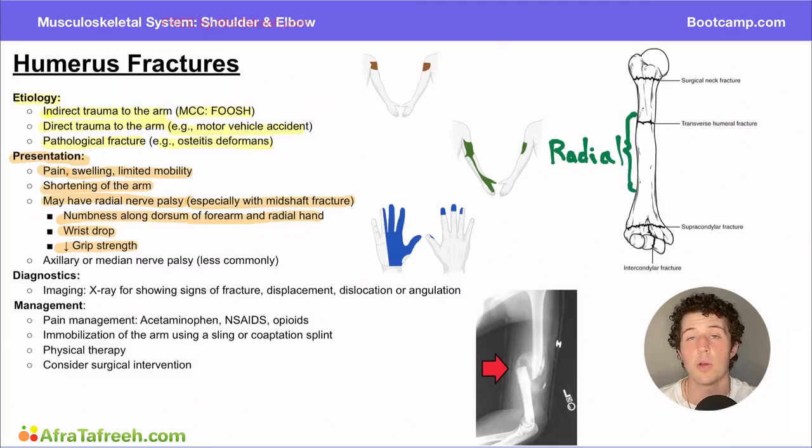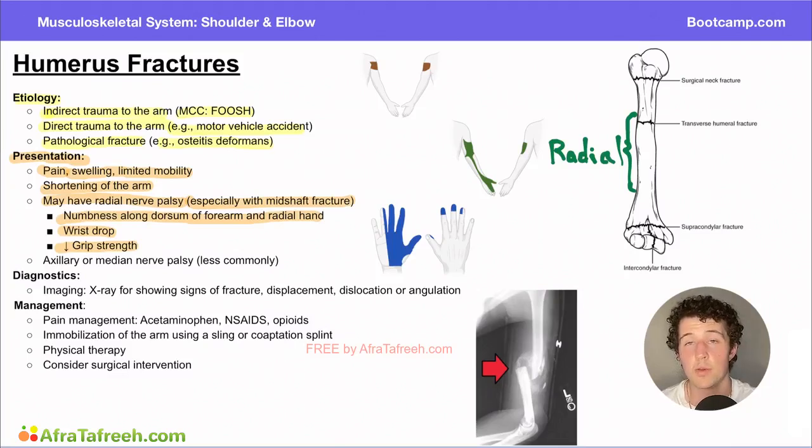Recall that the radial nerve also innervates the tricep, but tricep function may be spared even in a mid-shaft fracture with a radial nerve injury because the branches for the tricep have likely already come off the radial nerve. You can check out the radial nerve video where we go into more details about that.